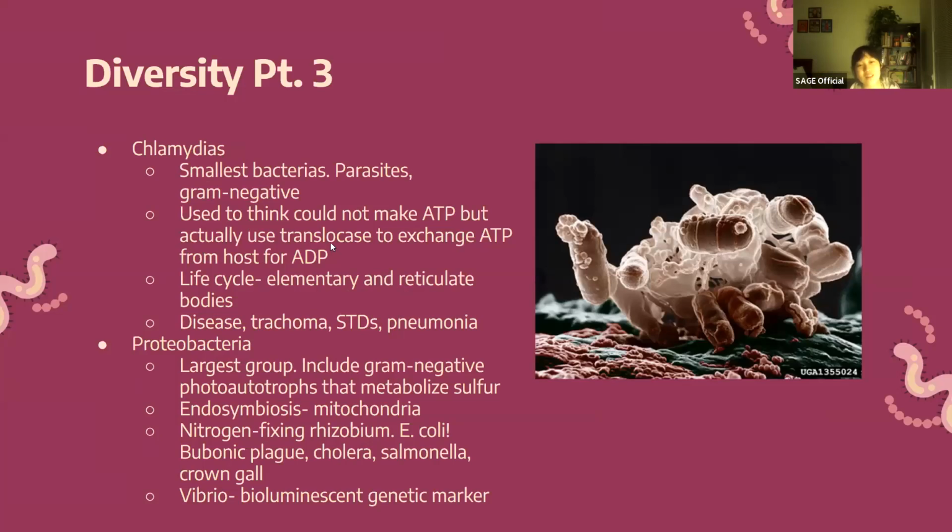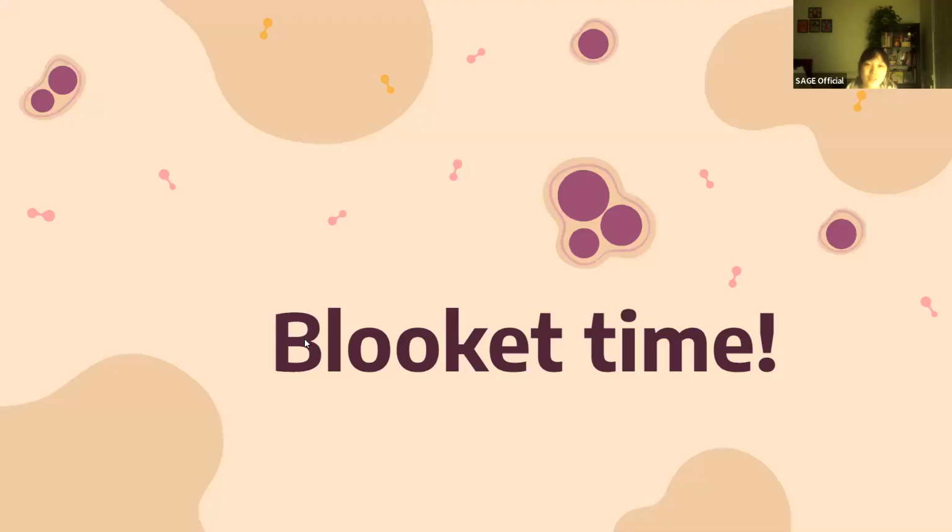Anyway, chlamydias are the smallest bacteria. They are parasites, gram-negative. Proteobacteria are the largest group of bacteria, and they basically include everything. And just like how people thought that chloroplasts came from cyanobacteria, people think that mitochondria came from proteobacteria. So that's pretty cool. Anyways, blue kit time.